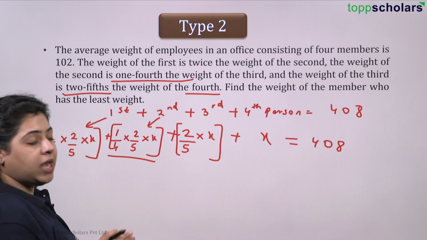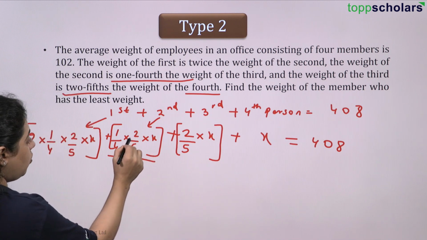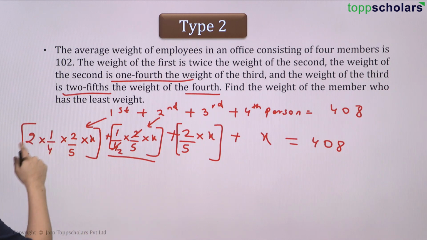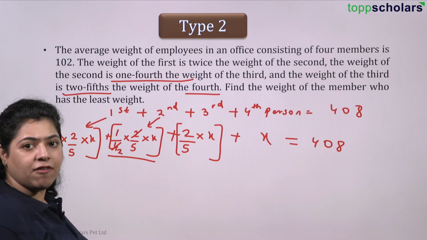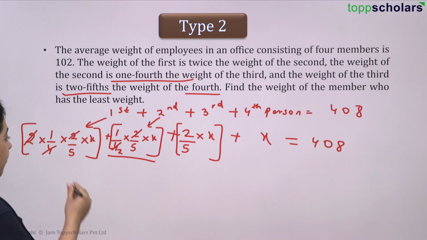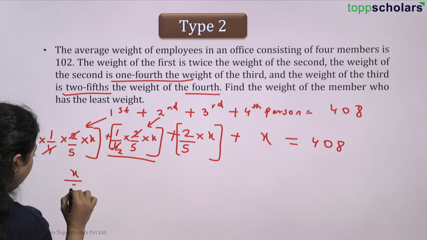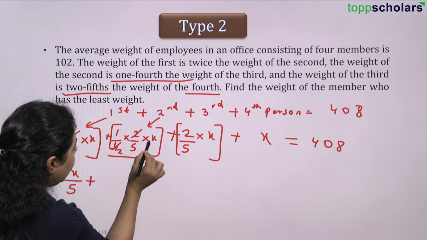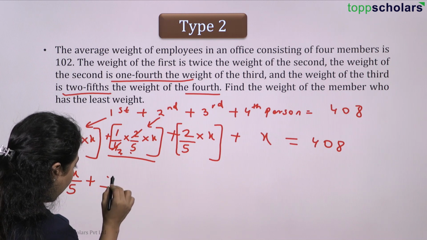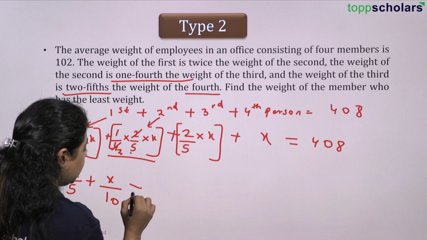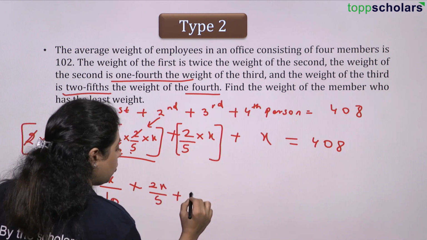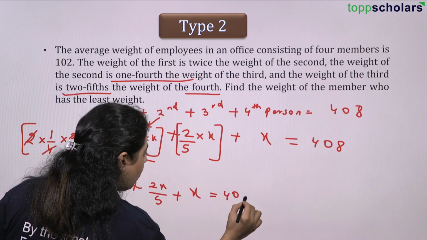Okay. So now what we can do is, here I see 2 and 4 can be cancelled out. 2 ones are and 2 twos are. Here I see 2 into 2 is 4 and in the denominator we have 4. So that can be cancelled out. What we are left with is, for the first one, x by 5. Here we have x and in the denominator 5 into 2, which is 10. So here we have x by 10. Plus here we have 2x by 5. Plus the fourth person is x. This is equal to 408.